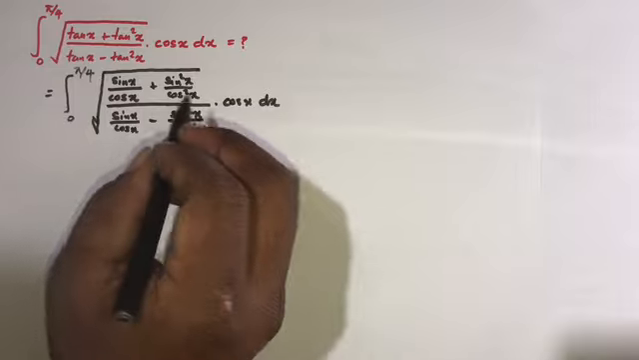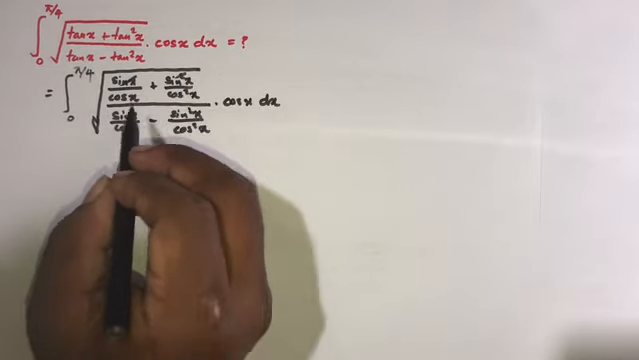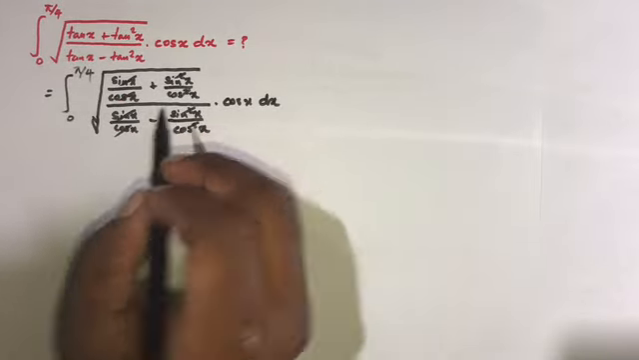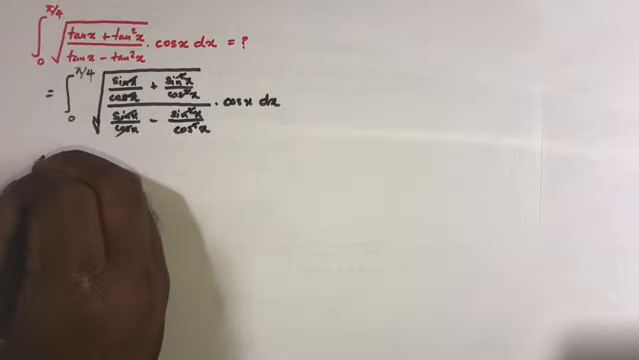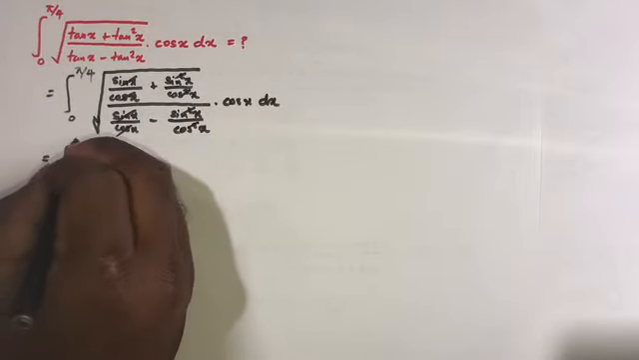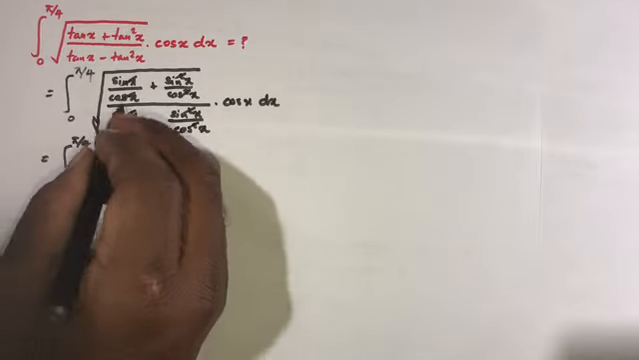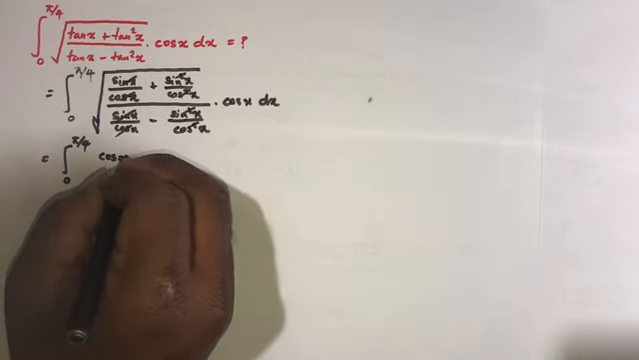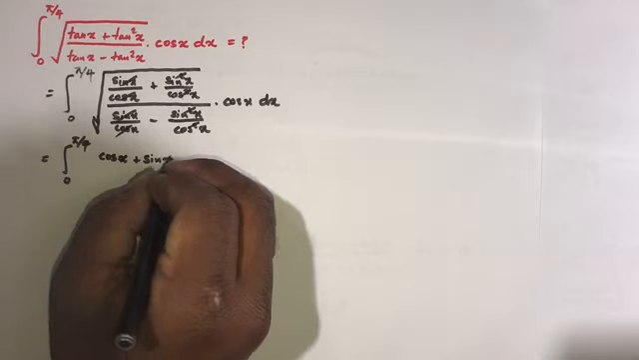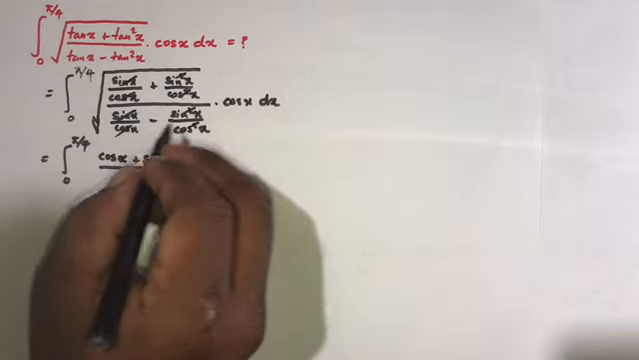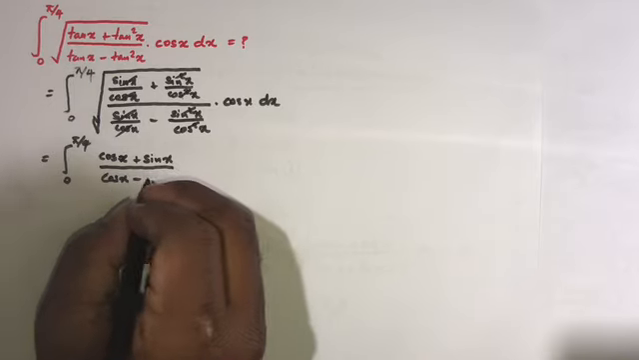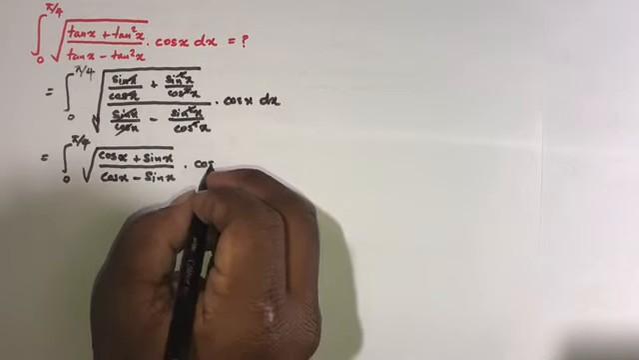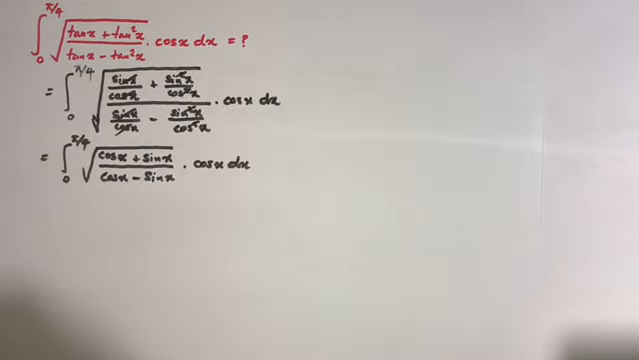Okay, then we know this sine of x gets cancelled, also this cosine of x gets cancelled, and now we have the integral from 0 to pi over 4 of the square root of (cosine of x plus sine of x) over (cosine of x minus sine of x), and here cosine of x dx.